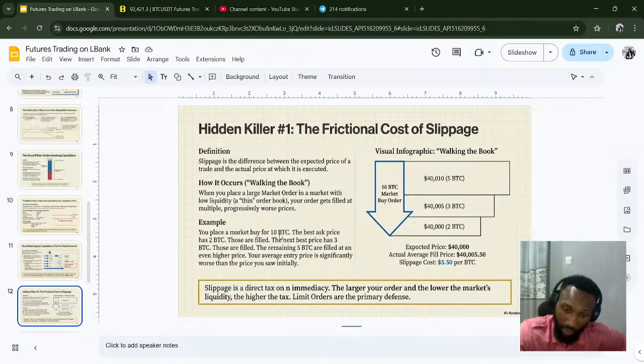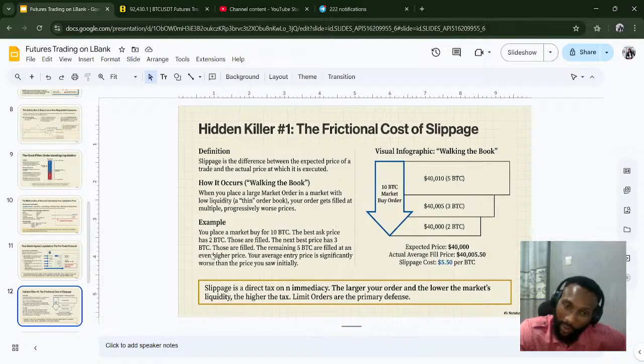You come and you have large funds. You want to buy 10 BCC, so you place a market buy for 10 BCC. The best ask price has 2 BCC at 2 BTC. You understand? Those ones are filled.